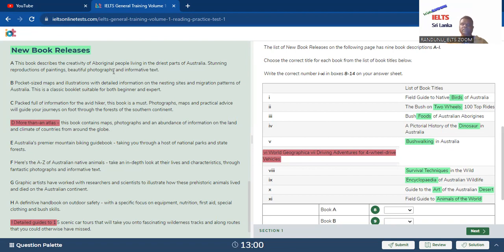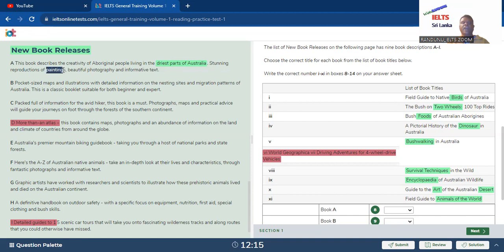This talks about deserts. Where is that desert? It is not mentioned exactly. But here there is something called driest parts of Australia. Dry, we can say dry, can really dry. Driest means extremely dry regions of Australia. These books describe the creativity of Aboriginal people living in driest parts of Australia. Stunning reproduction of paintings, beautiful photographs, photography and informative texts.